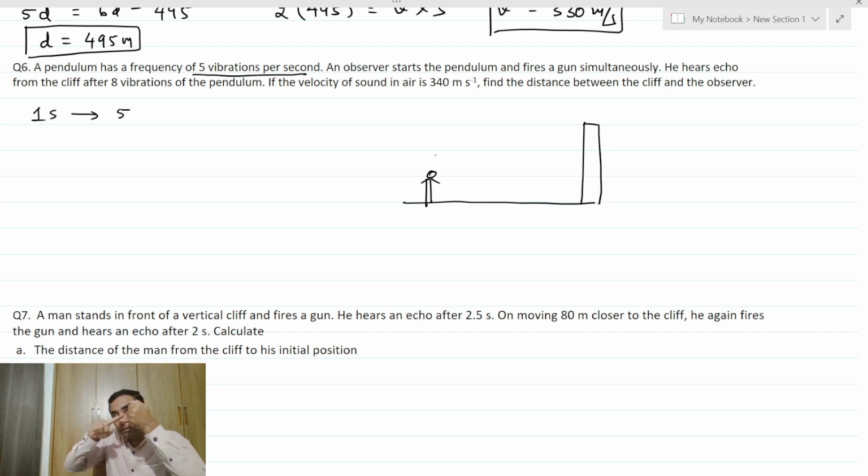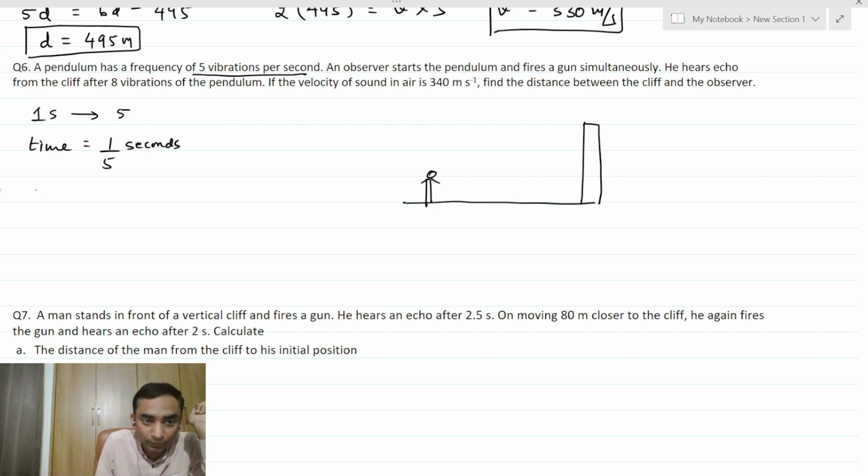The moment he fires, the sound goes towards the cliff and comes back. Meanwhile, the sound comes back and he hears the echo. The pendulum has oscillated 8 times. Correct. So for one oscillation, what is the time taken? For one oscillation, the time taken is 1 upon 5 seconds, because for 5 oscillations it is 1 second. So for 8 oscillations, how much time? The time here would be 8 by 5 seconds.